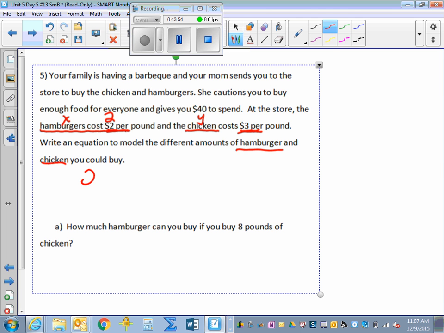So 2 times X, 2 times our hamburgers, plus 3 times Y, our chicken. And how much total money does he have to spend? Good. Okay, so we have our equation, 2x plus 3y equals 40.